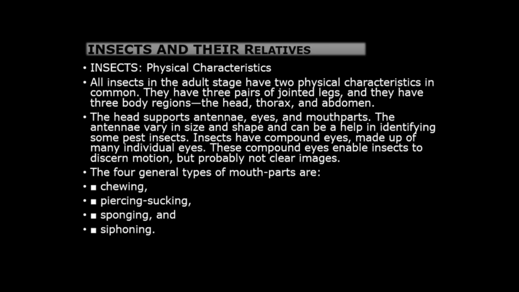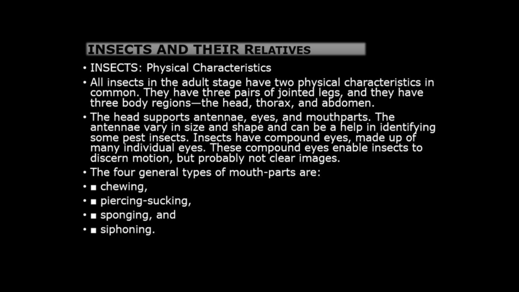Insects and their relatives. Insects, physical characteristics. All insects in the adult stage have two physical characteristics in common. They have three pairs of jointed legs, and they have three body regions: the head, the thorax, and abdomen. The head supports antennae, eyes, and mouth parts.